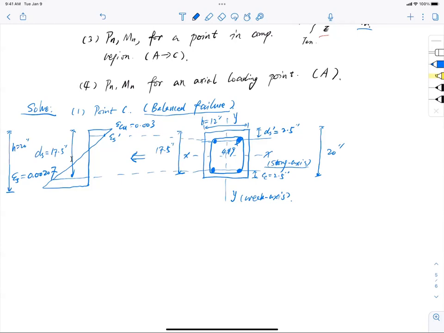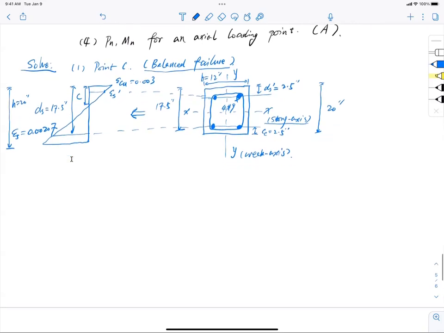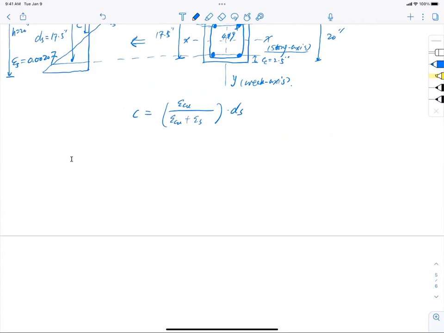And also I need to find out the compressive zone C. I don't know what it is, but I need to find it out. So from this simple geometry, DS is 17.5. So compressive zone C should equal the triangle ratio, right? You should have seen this before in the beam analysis. Epsilon CU divided by epsilon CU plus epsilon S, multiplied by DS. Now bring the numbers in, so C equals 0.003 divided by 0.003 plus 0.00207, and the whole thing multiplied by 17.5 inch, and that gives you a compressive zone of 10.3 inch.